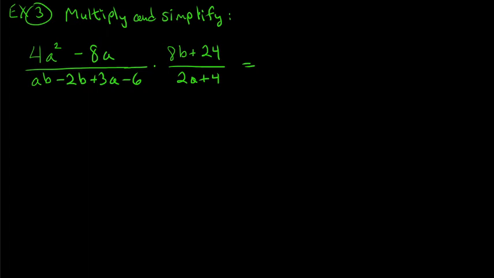Next example, multiply and simplify (4a squared minus 8a) all over (ab minus 2b plus 3a minus 6) times (8b plus 24) over (2a plus 4). Again, a lot of things we have to do to factor here. So we want to factor and cancel, factor and cancel, factor and cancel.